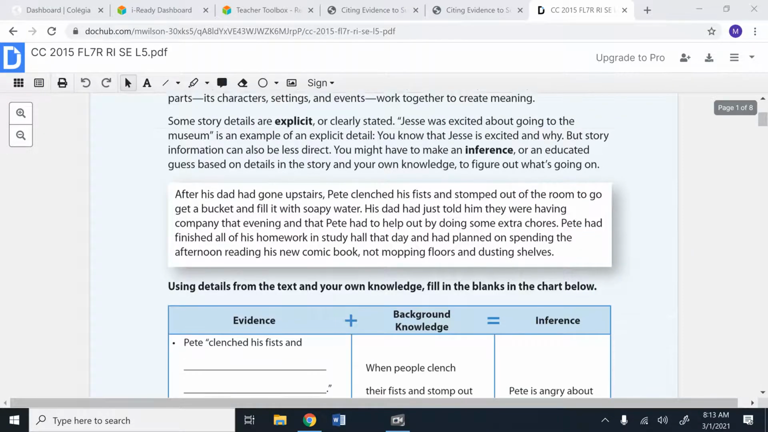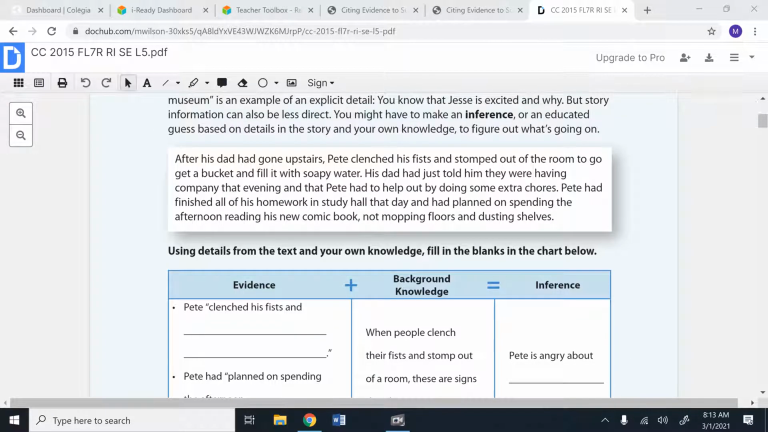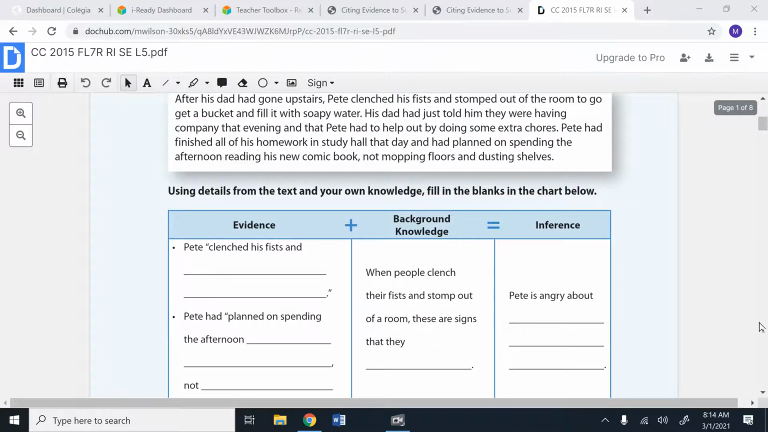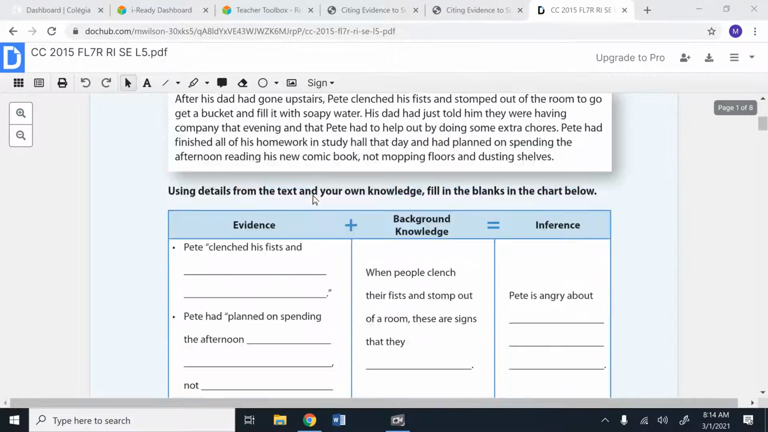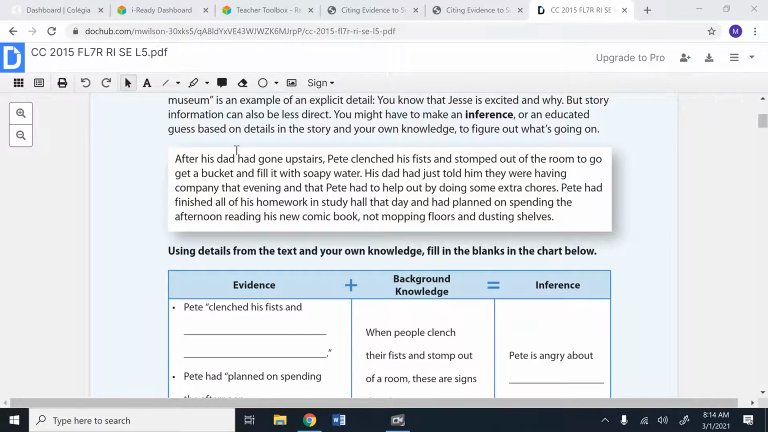Using details from the text and your own knowledge, fill in the blanks in the chart below. So let's first look at what we need to fill in. We need to fill in evidence and background knowledge in order to create an inference. So the evidence that they've given us is that Pete clenched his fist and. So let's go back up to the text to see what he did. So up here it says that he clenched his fist and he stomped out of the room.